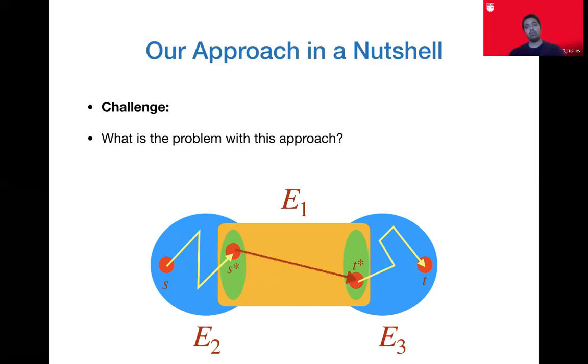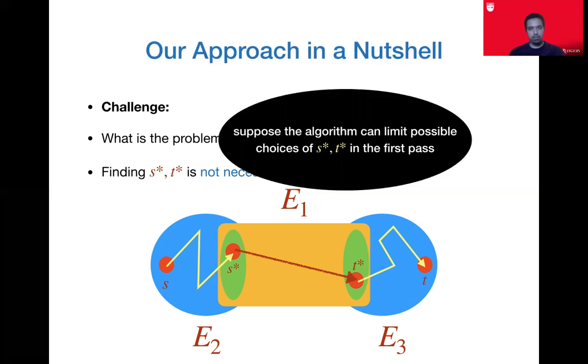So do you see a problem with this approach, however, that I told you? The thing is that I oversimplified things. Really, if you want to design an algorithm, there is no reason that you should try to find S star or T star. In fact, if you're able to just limit the choices for S star and T star in the first pass, you're going to be done.